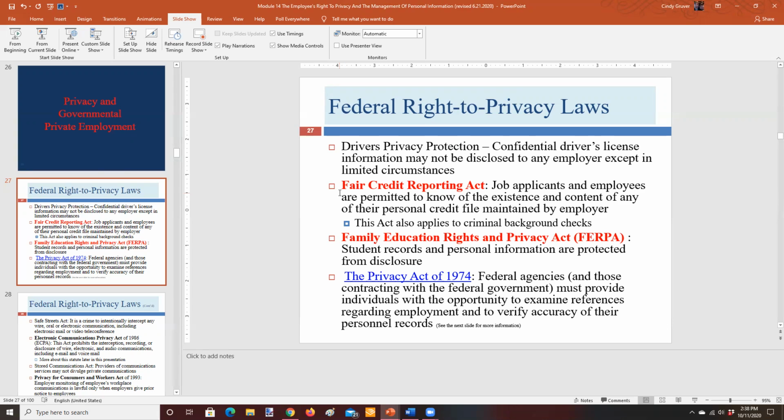Another law, which isn't directly applicable to our topic, but is applicable to you as a student and me as an instructor, is FERPA. This is the Family Educational Rights and Privacy Act. This has to do with what records relating to a student, or how those records, need to be handled by the school, including colleges. And so this isn't directly related to employment. It is relevant, I guess, to what we're doing right now, being in school.